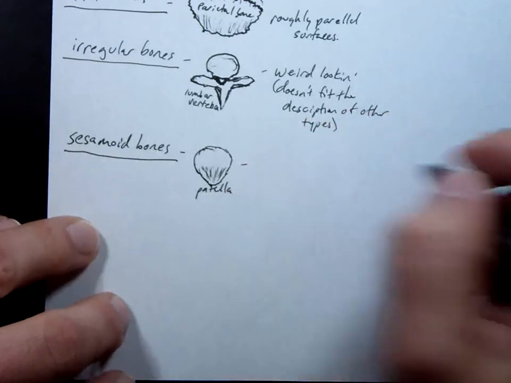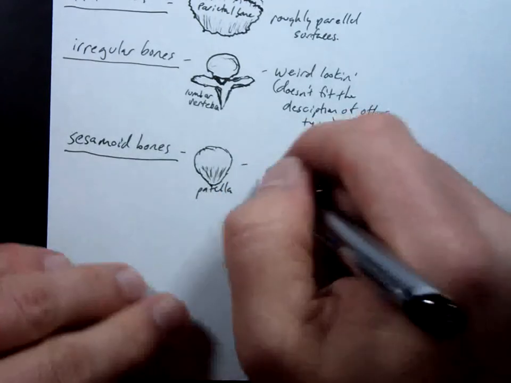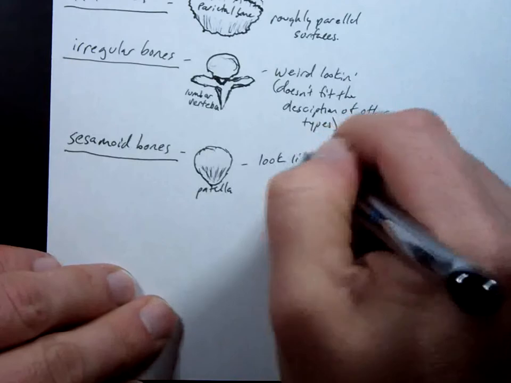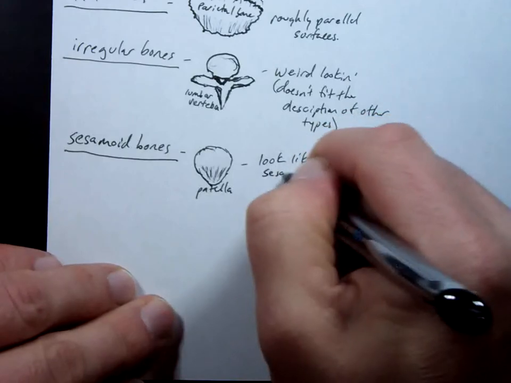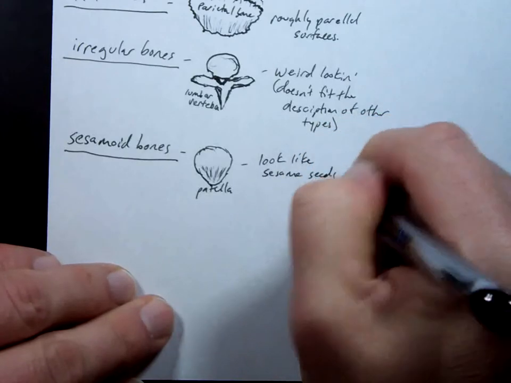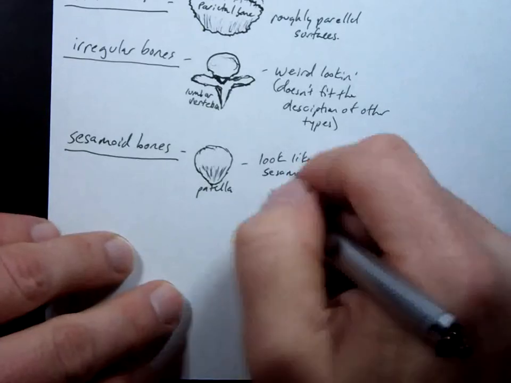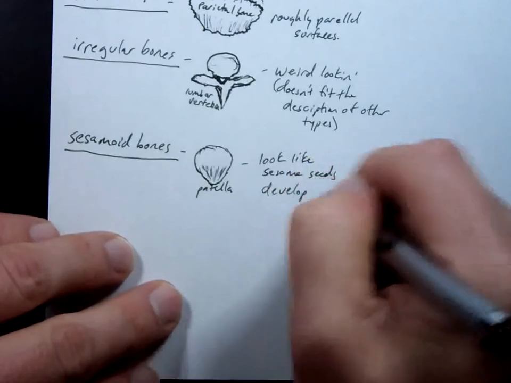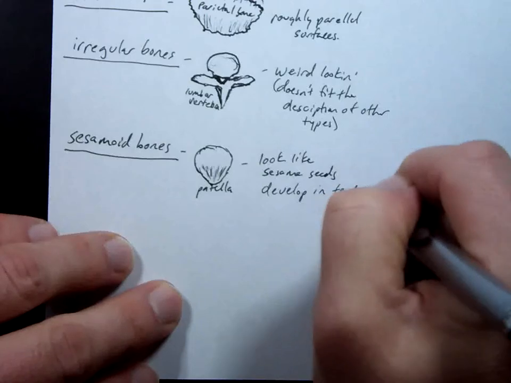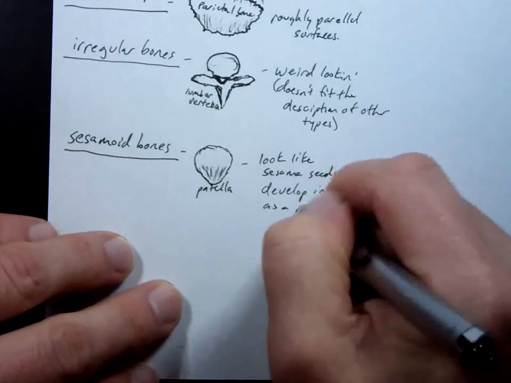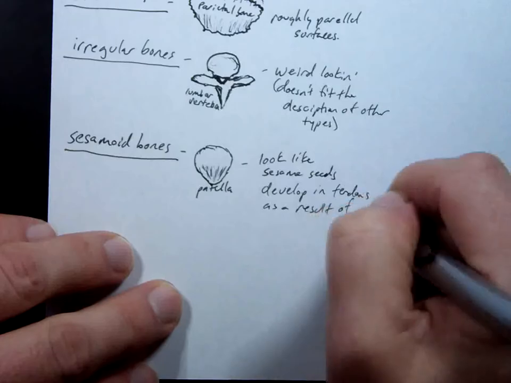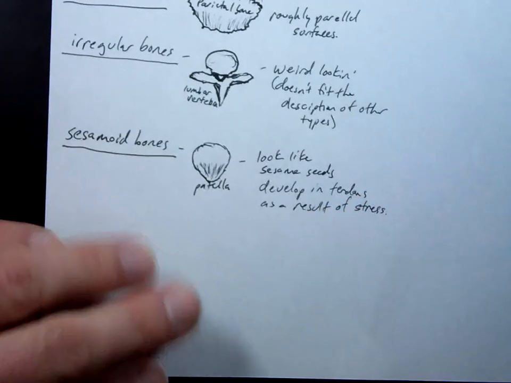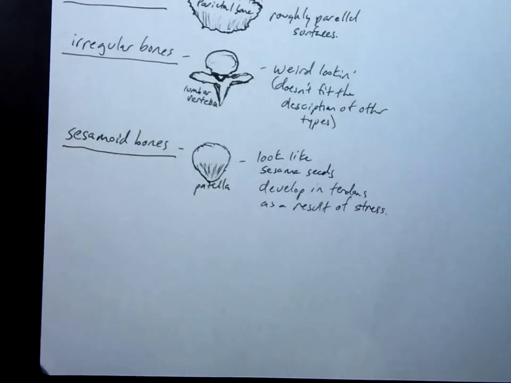Okay. These guys look like sesame seeds. And they develop in tendons as a result of stress. Not like, oh my goodness, I have a test this week stress, but like physical stress. Being pulled over a bone over and over again exerts a stress.